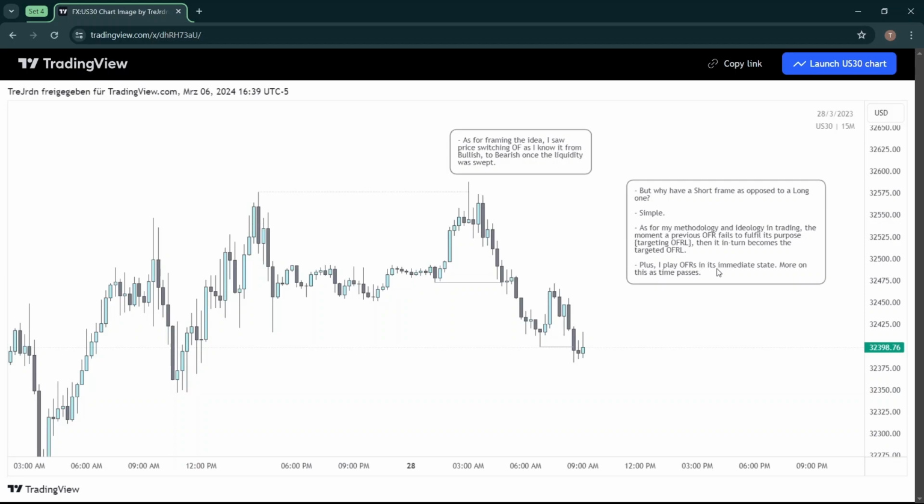Plus, I play order flow ranges in their immediate state. More on this as time passes, coming in a following video. I've got tons of videos planned, but this was the last screenshot, and I hope you get an understanding of how I actually go about framing trade ideas and determining proper directional biases. Playing with information that's already presented, playing with targets based on that information, it could get as simple as that, to be honest.